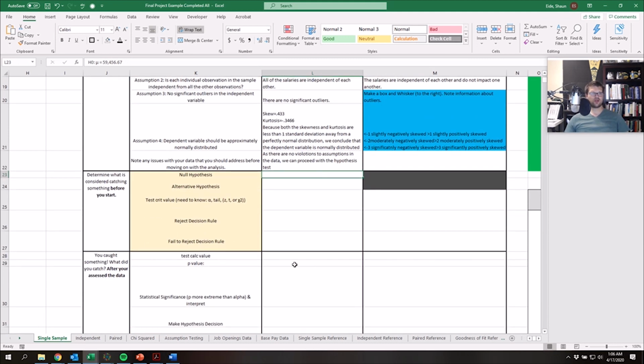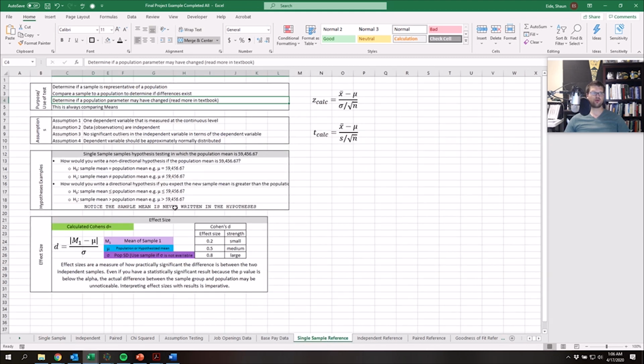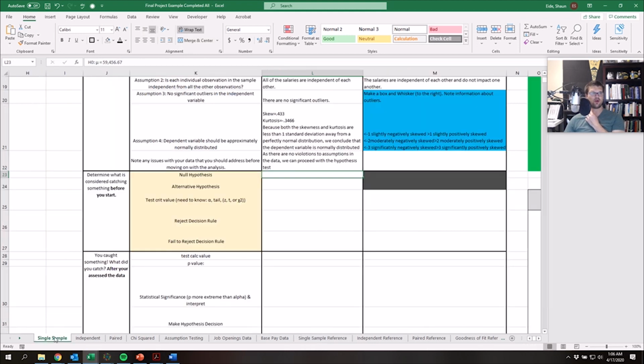So the next thing that we're going to do is we are going to write the null hypothesis and the alternative hypothesis. And a really great resource for you, if you come right over here to the single sample reference, you'll notice, okay, there is a wonderful reference that says, okay, this is how you should write a single sample hypothesis, a null and an alternative, and you can read through that a little bit more.